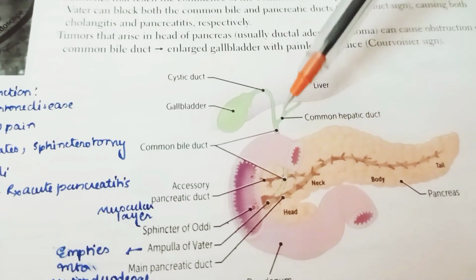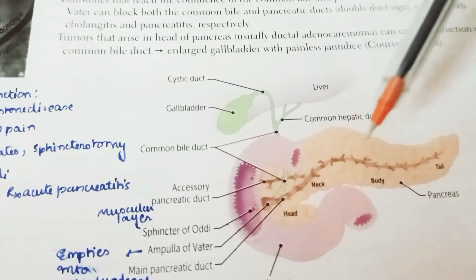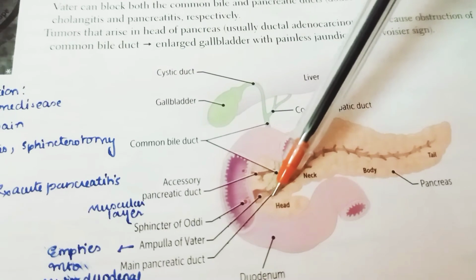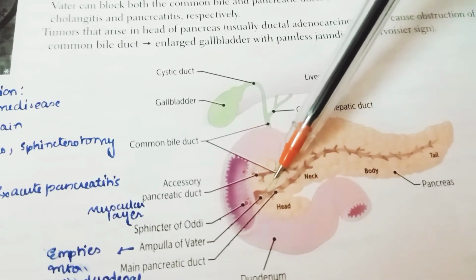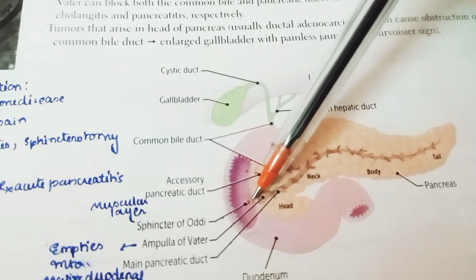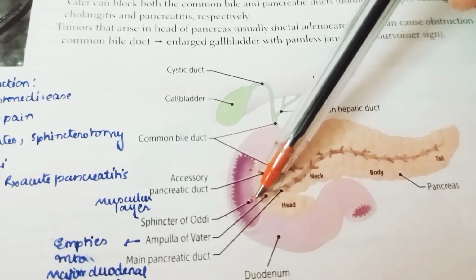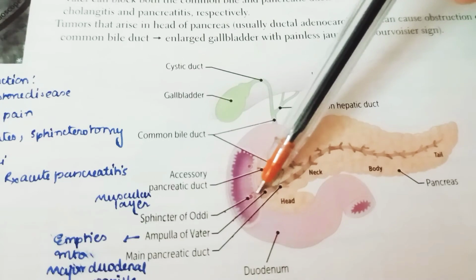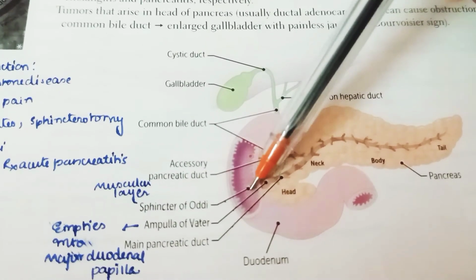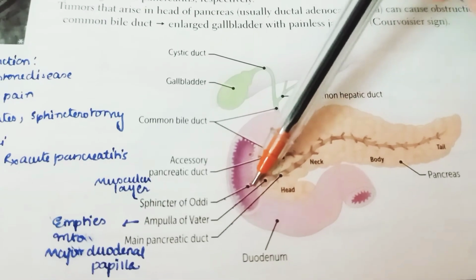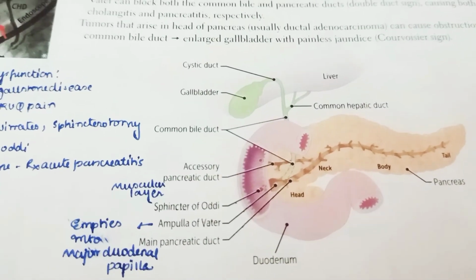So this common bile duct actually joins with the main pancreatic duct. You can see here, this is the accessory pancreatic duct. So the main pancreatic duct and common bile duct all open at the ampulla of Vater, and there is a sphincter called the sphincter of Oddi. So this is what we need to understand first.